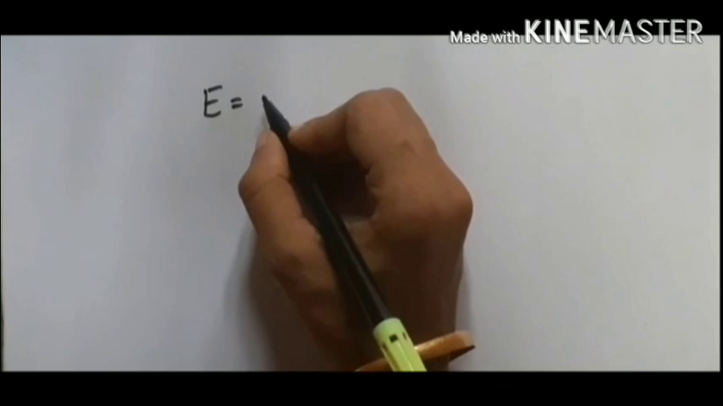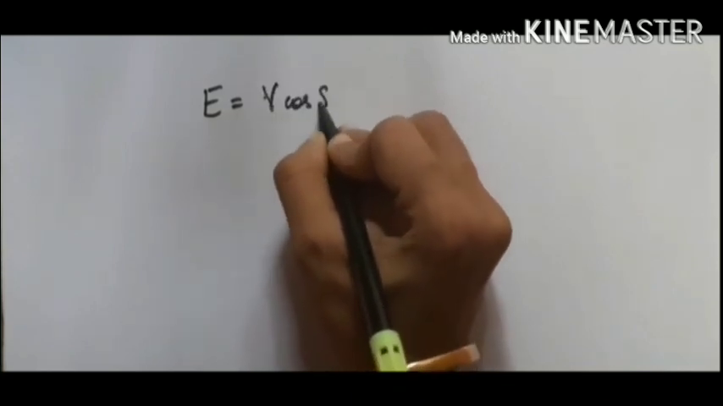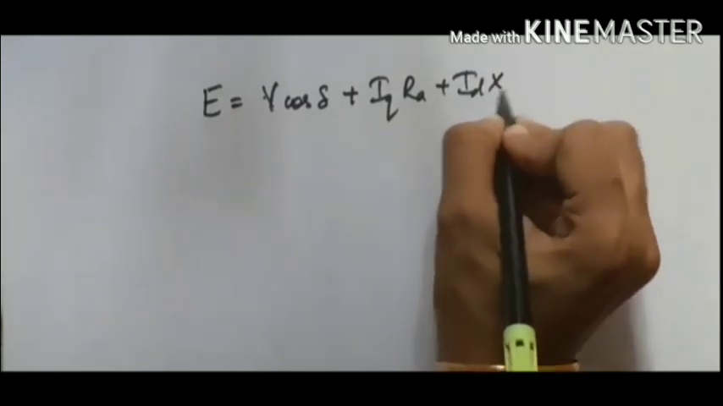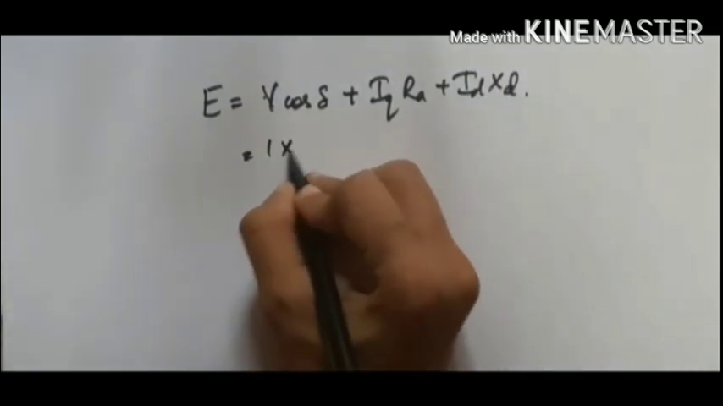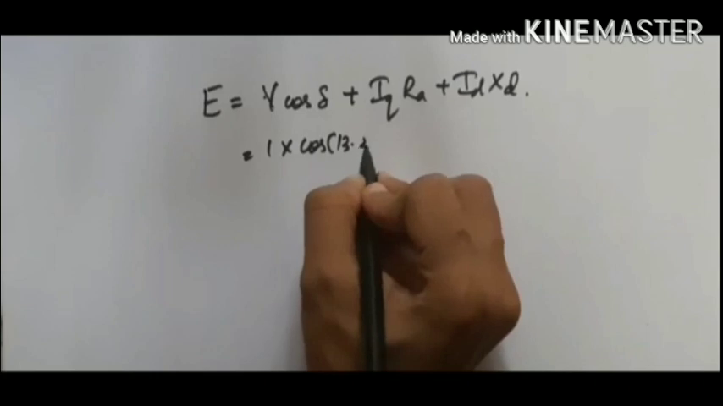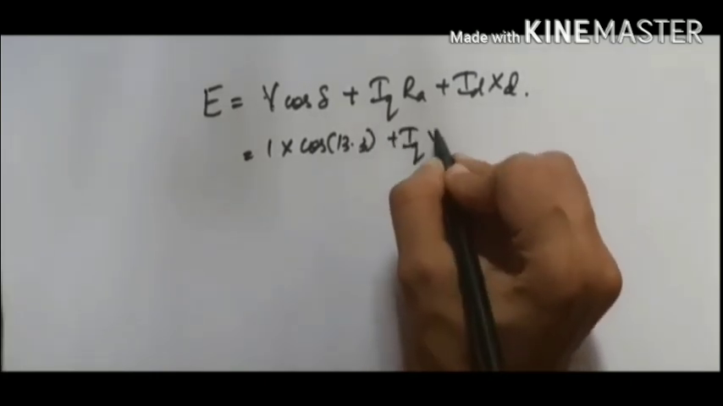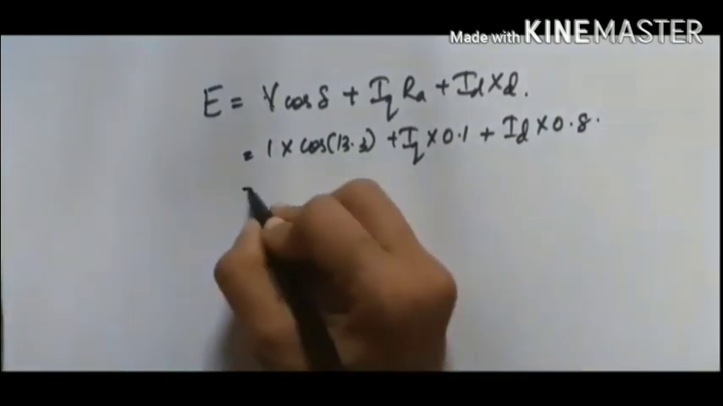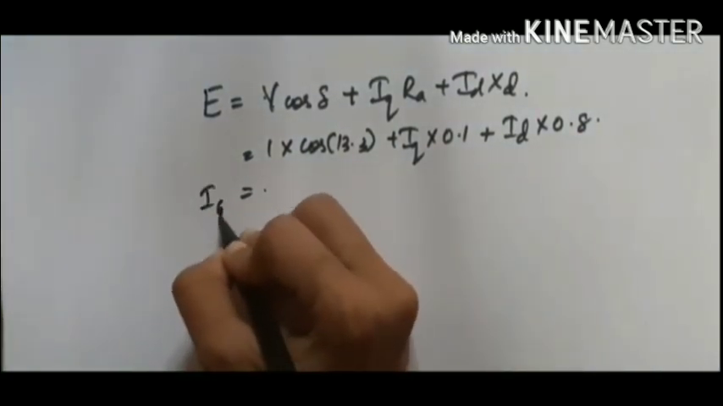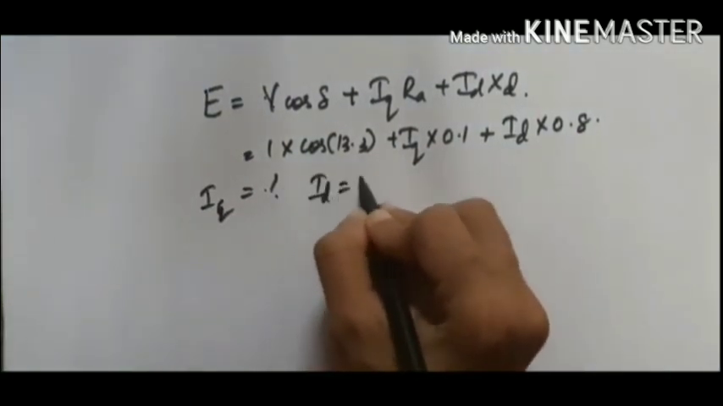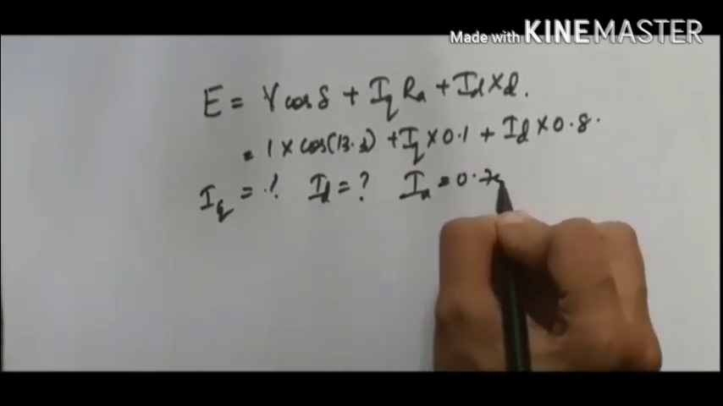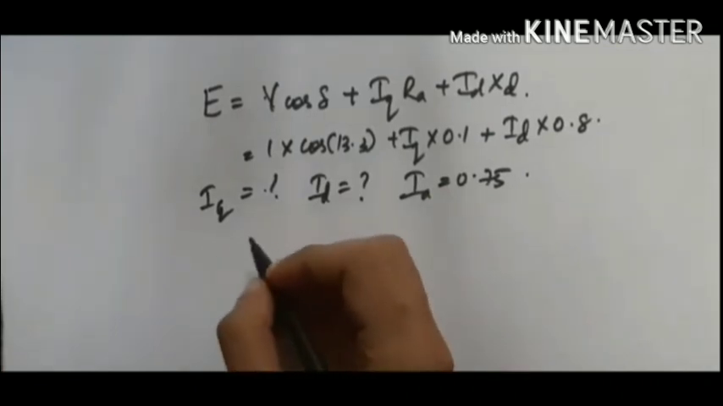Now substituting these values in the equation E is equal to V cos delta plus IQ RA plus ID XD, that is equal to 1 into cos of 13.3 plus IQ into 0.1 plus ID into 0.8. We have IQ and ID to be found for 3/4 the load. So since there is a change in IA, that is 0.75, we have to refine that.